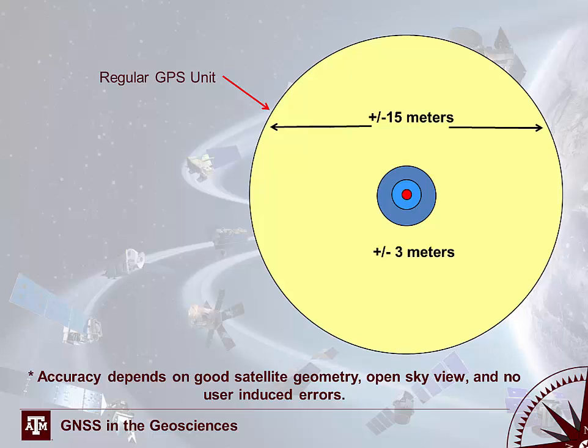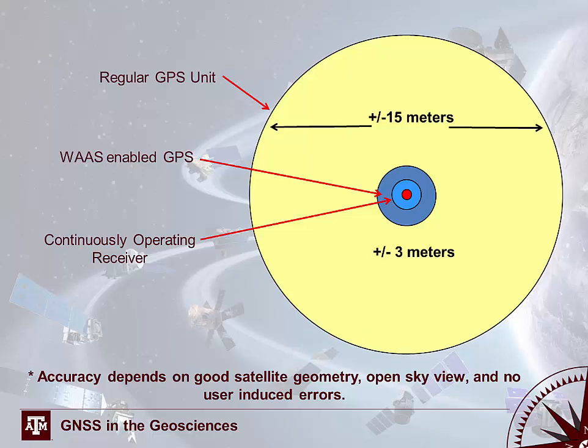So a regular GPS unit might give you an accuracy of plus or minus 15 meters. When you enable WAAS, you can get within plus or minus 3 meters. With a continuously operating reference station, you can push that down even further to finer accuracy. And with your own external base station, that's when you're going to get the greatest accuracy in your positioning.